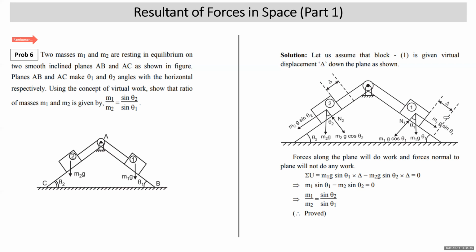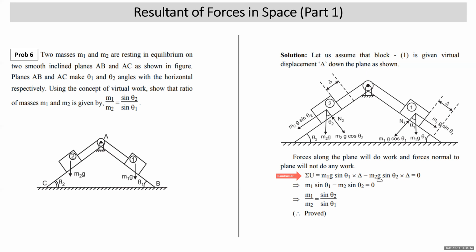So which forces will do work whenever we apply the principle of virtual work? Tension in the string will not do work. Normal forces N1, M1G cos θ1, N2, M2G cos θ2 will not do work. Only M1G sin θ1 will do work. This is acting down the plane, displacement downward, so this will do positive work, M1G sin θ1 into delta. Here M2G sin θ2 is down the plane, displacement upward, so it will do negative work, minus M2G sin θ2 into delta equals 0.